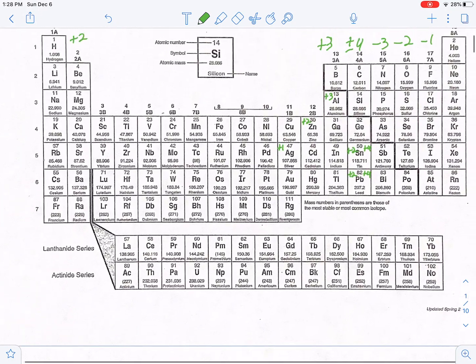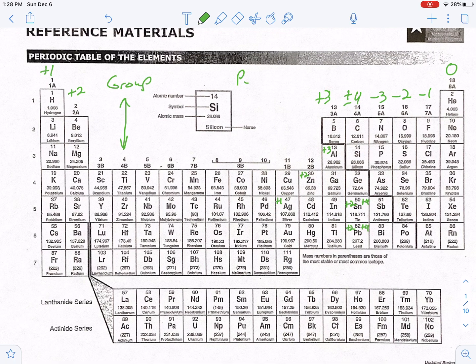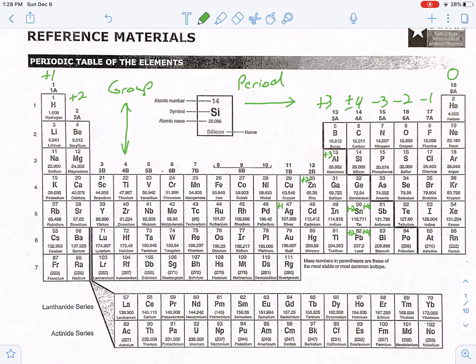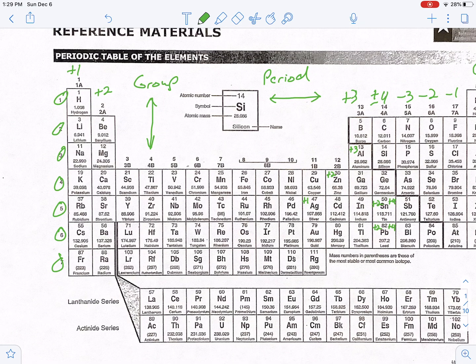So real quick, going back to the periodic table, a group goes up and down. And then you have your period, which goes left to right. You can use groups 1A, 2A, 3A, 4A, 5A, or 13/3A, 14/4A. Those are your groups. And these numbers on the left right here are going to be the period numbers, 1, 2, 3, 4, 5, 6, 7. So that is your period number. If we were looking at group 1A, period 5, we're in that first group on the left, and period 5, so that would be rubidium right there.